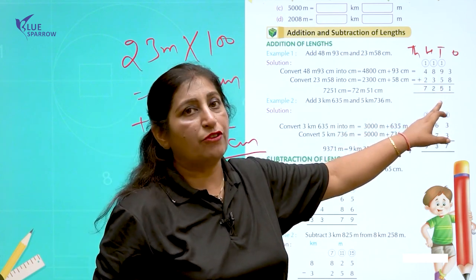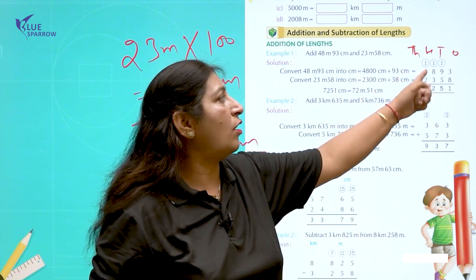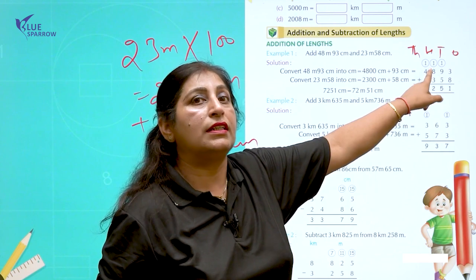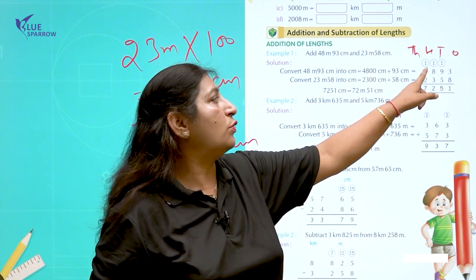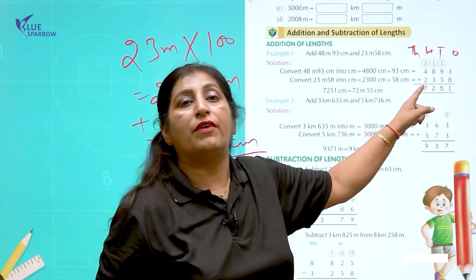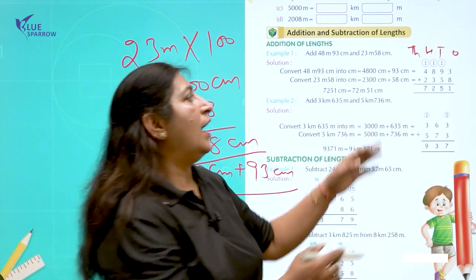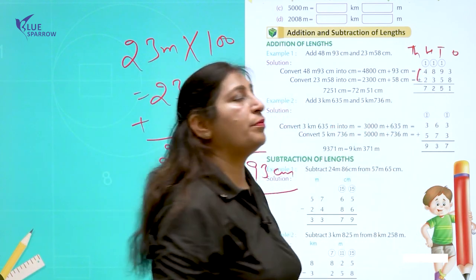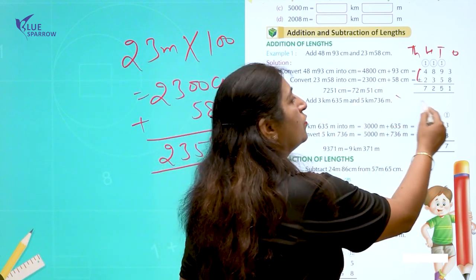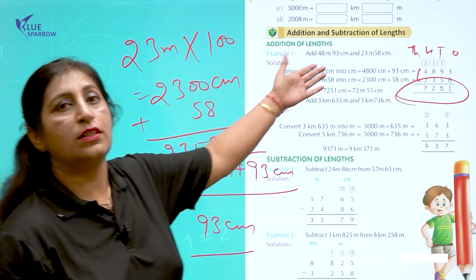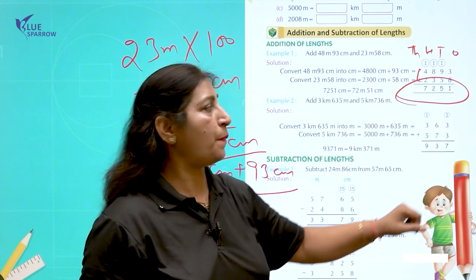15 means 5 would be written under the tens column, and 1 would be carried to the hundreds column. Now the digits in the hundreds column are 8 and 3, and 1 was carried here. So the total becomes 12. While writing 12, we write 2 in the hundreds column and 1 in the thousands column. Here the thousands digits give 4 plus 2, 6, and 1 is carried, so the total becomes 7. So by adding these two lengths, we get the answer as 7251.